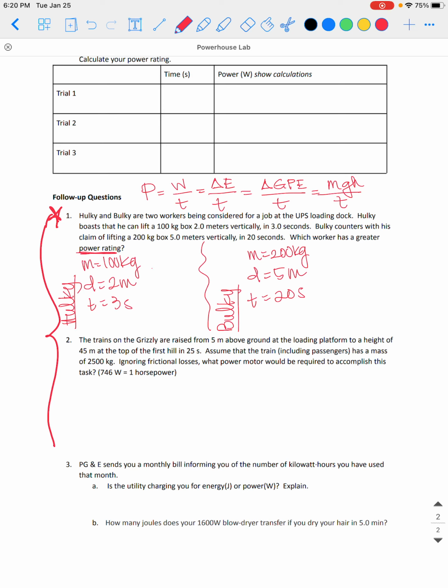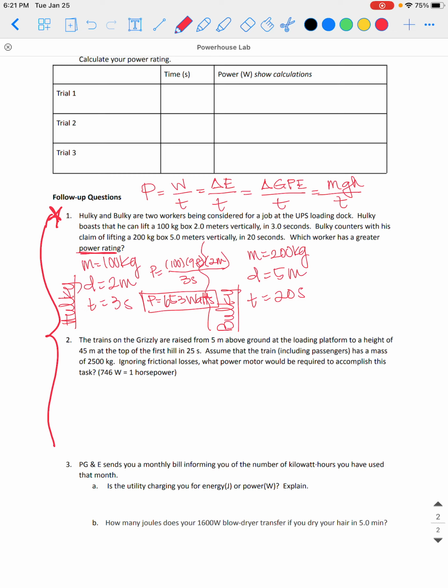Now, we'll go ahead and plug in our values. So power is equal to m, 100, g of 9.8, and the height is equal to 2 meters. This is all divided by 3 seconds, and plug it all into your calculator, and you get a power of 653 watts. Now, it's easy to get work and watts confused, so I'm just going to write out watts as in words so that you don't get them confused.